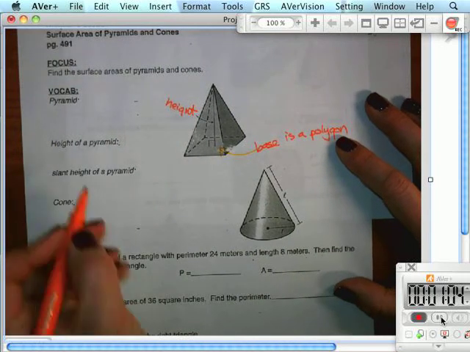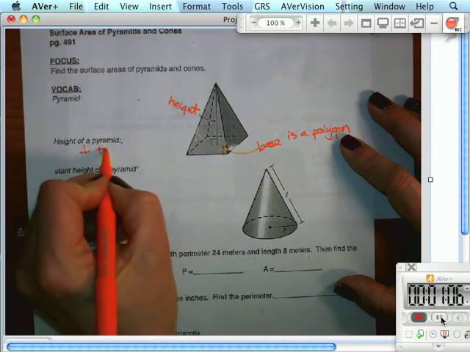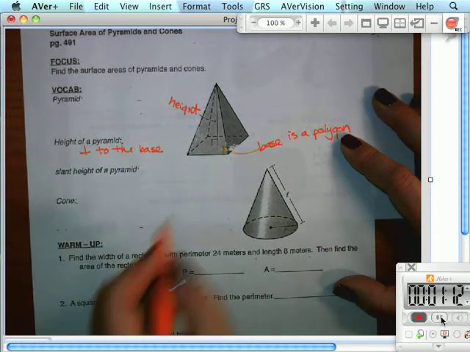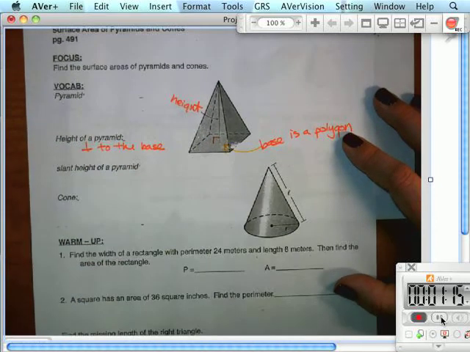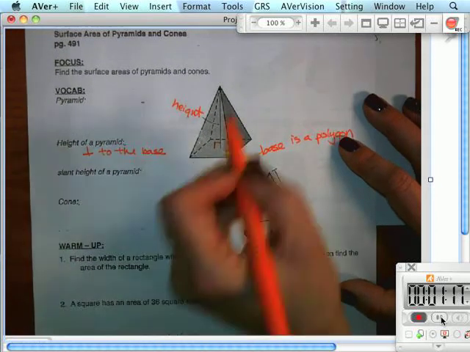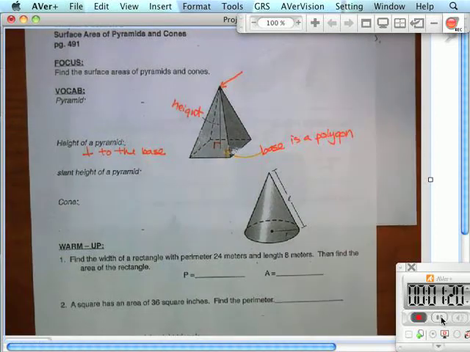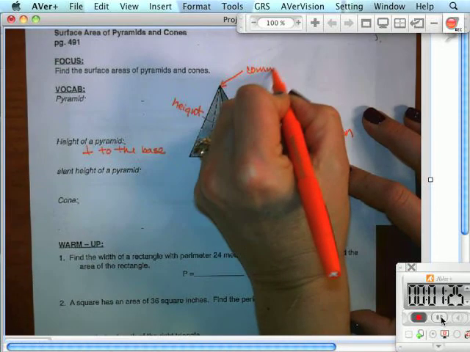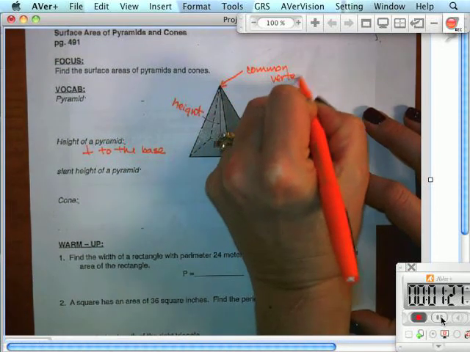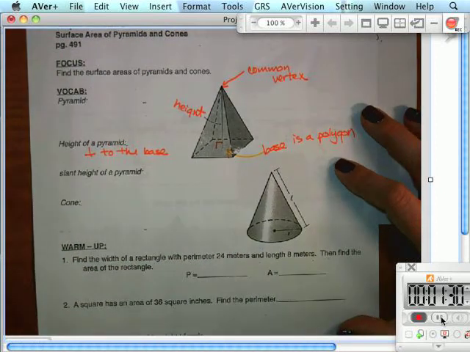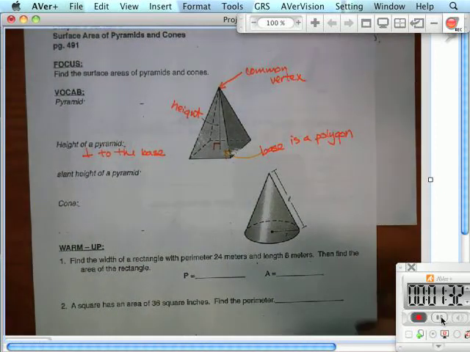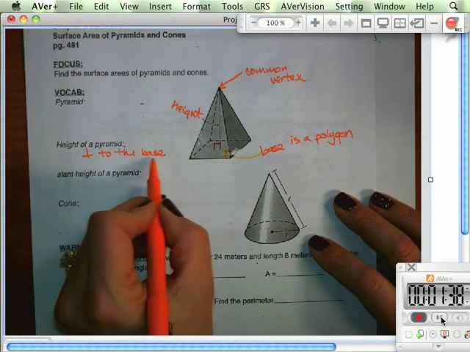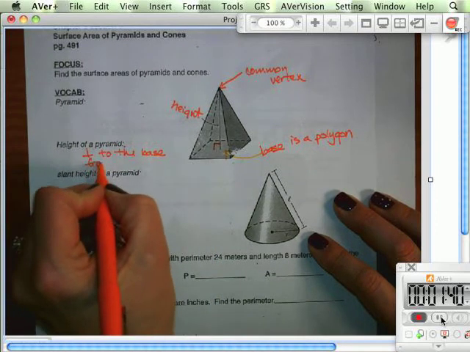This is the height, and the height is always perpendicular to the base. That's what this means right here. This point where all the lateral faces come together is called the common vertex. They share that common vertex up there. And I'm going to add to this definition. The height of the pyramid is perpendicular to the base from the common vertex.